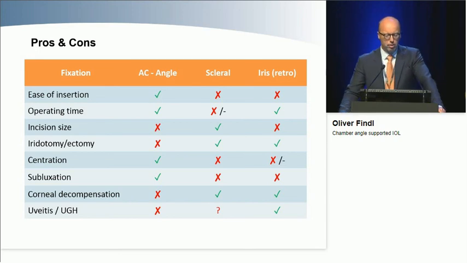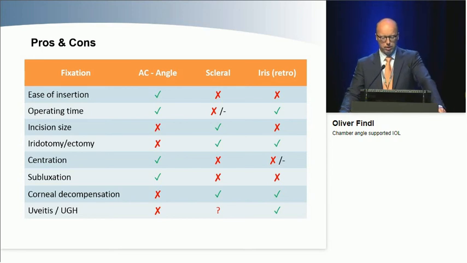The operating time is probably the shortest for the ACIOL, although a retropupillary iris Artisan lens can also go in very quickly. Incision size is obviously something which is good for the scleral position because you can use foldable lenses. You will need an iridectomy, iridotomy for the ACIOLs, you don't need that for the other two. Centration is usually very good, which can be a problem and a bother with the other two.